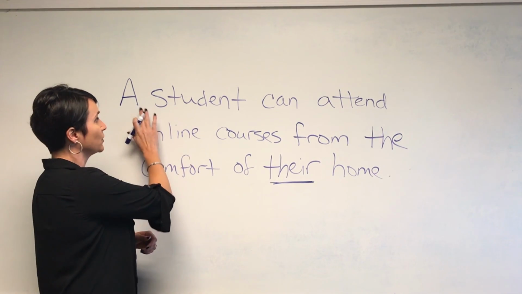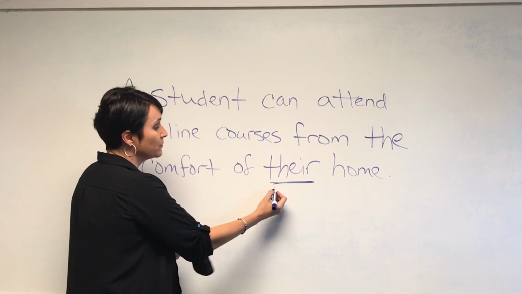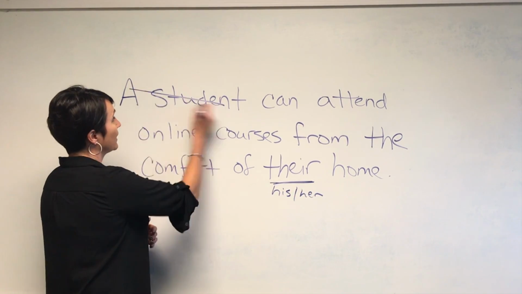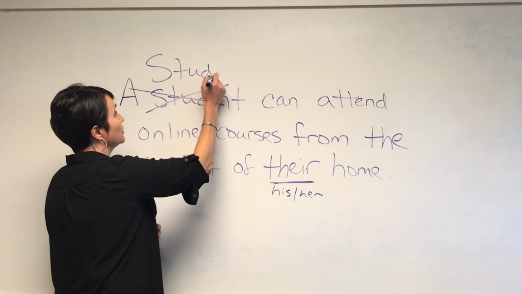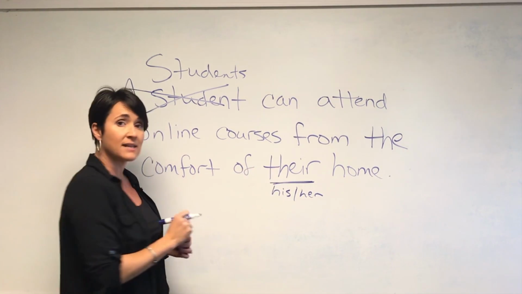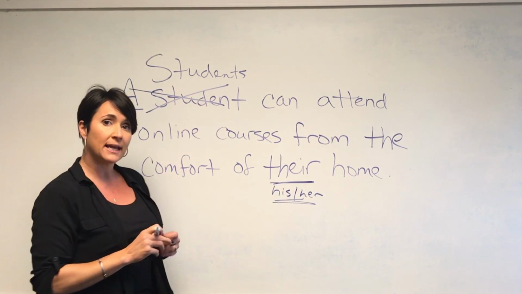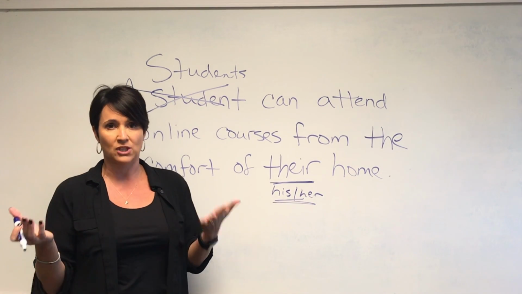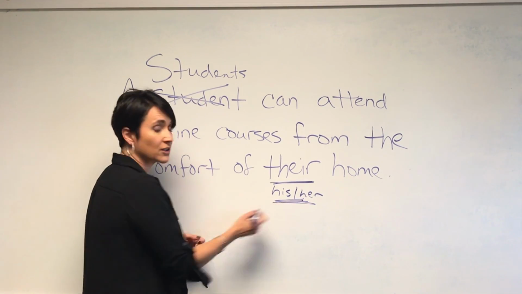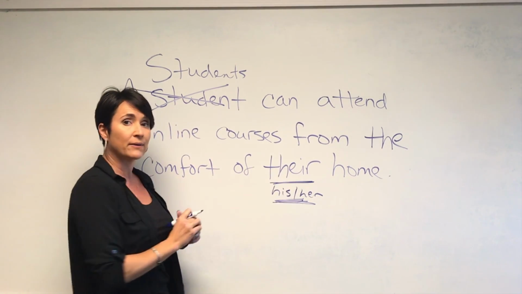We are talking about one student. A student can attend from their home. This should be his or her home, but better yet, what should happen here is we should change the subject to students. In the case before, we were talking about one student, and there is a plural pronoun. So you would either have to change that to his or her or students. Most likely on the English language arts exam for pretty much any standardized test, you will have the option to change to students because his or her is a little bit awkward, and in this case, changing the subject to a plural subject to match your pronoun is key.